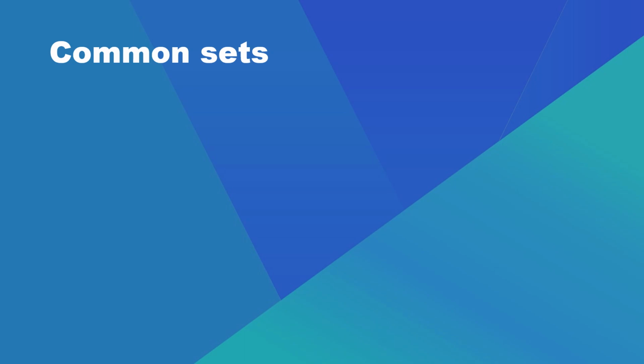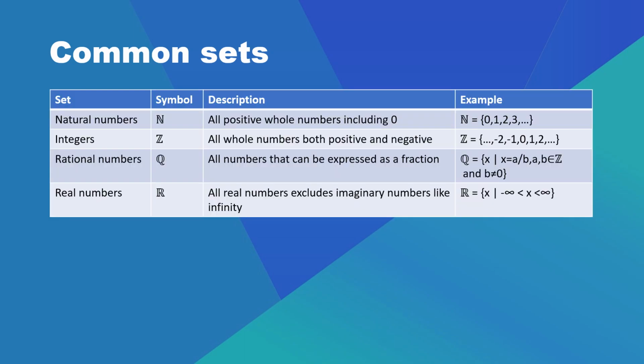There are a number of common sets you should be familiar with. Natural numbers are all the positive whole numbers including 0. Integers are all the whole numbers, both positive and negative. Rational numbers are all numbers that can be expressed as a fraction. This includes whole numbers that can be written as themselves over 1. Real numbers are all real numbers. This includes those that can't be written as a rational number, but does not include imaginary numbers like infinity.